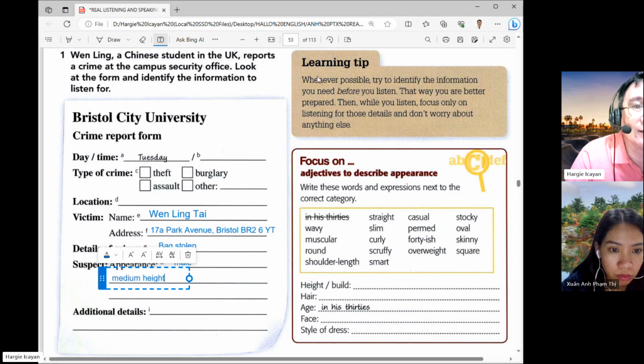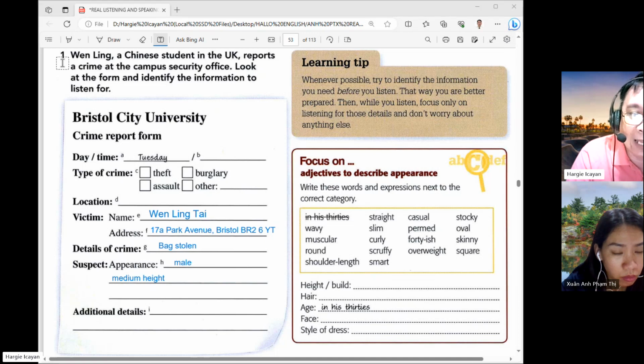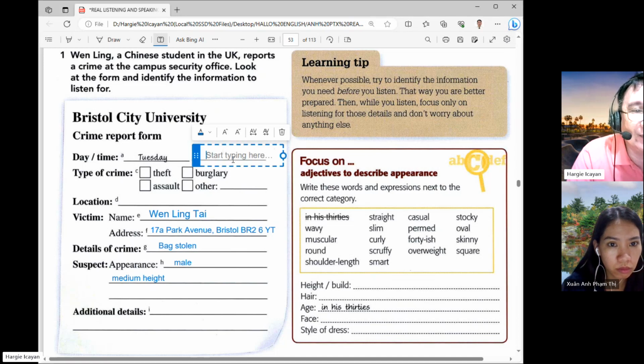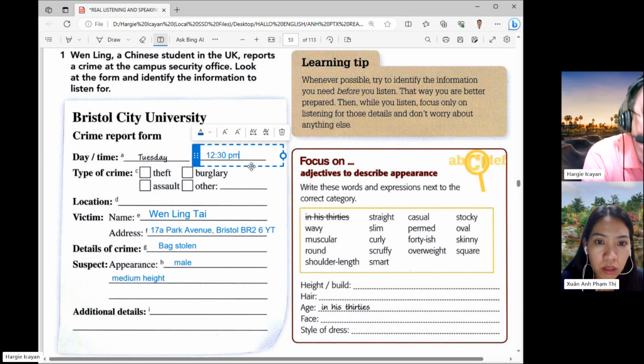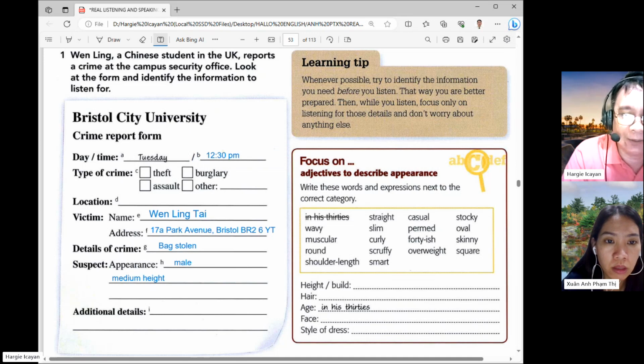So, what was stolen? My bag. I was outside the library. This man just grabbed it and ran away. I see. So, when was this? At around 12:30. Okay, when did it happen? At around... so this one is 12:30 p.m. Right? Yeah. Okay, let's continue.